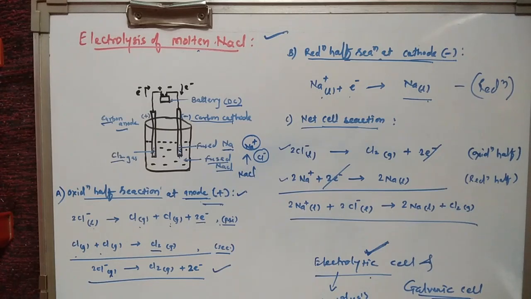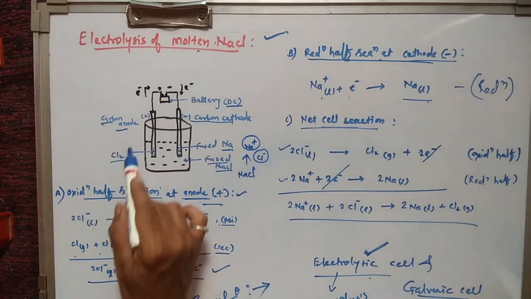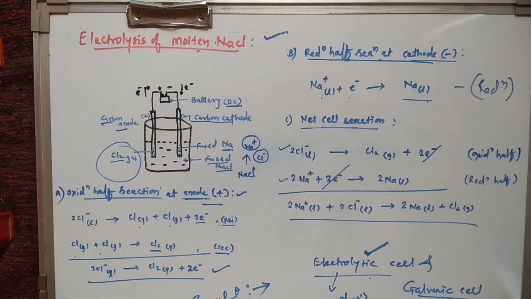Now what are the results of this electrolytic cell? See the results of the electrolysis of molten or fused NaCl. Here a pale green chlorine gas is released at the anode. And second, molten silvery white sodium is formed at the cathode. So these are the two results. The decomposition of NaCl into metallic sodium and chlorine gas is a non-spontaneous reaction.